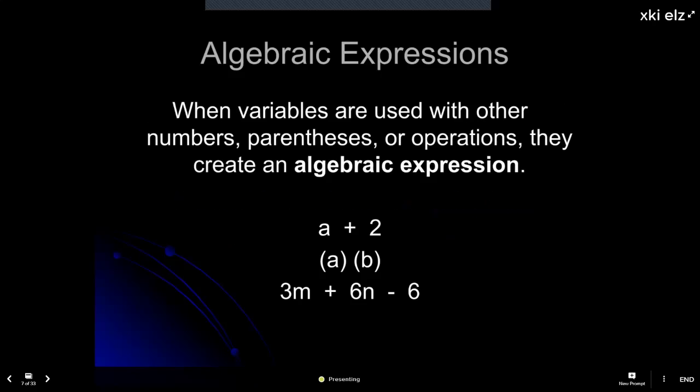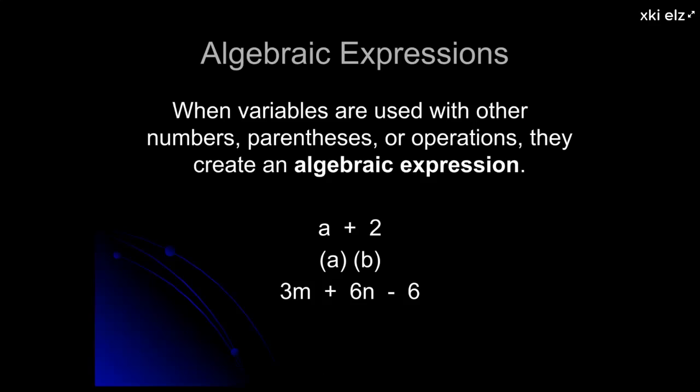Algebraic expressions. When variables are used with other numbers, parentheses, or operations, they create an algebraic expression. So we have a plus 2. You can see our variable in this one is a. We have a times b. You can just stick those two numbers together as well, but with the parentheses, we also know we're multiplying. And then we have 3m plus 6n minus 6. All of those have a variable in them, a letter in them.